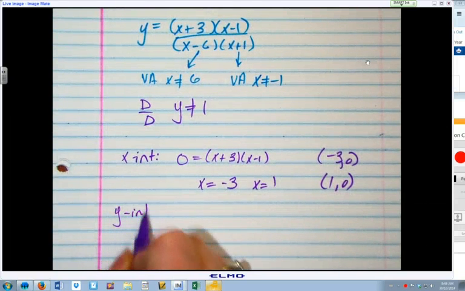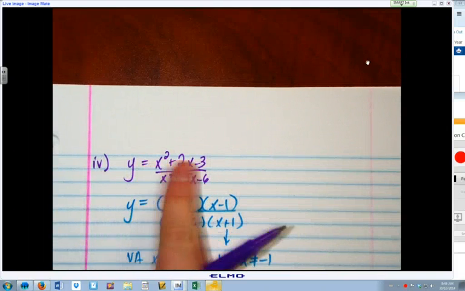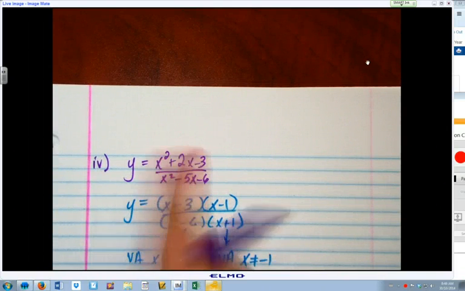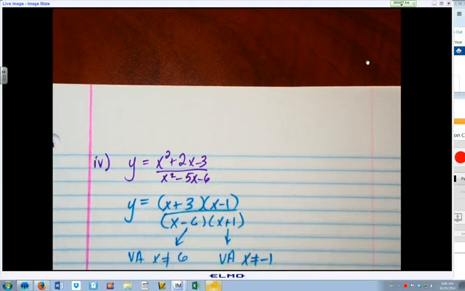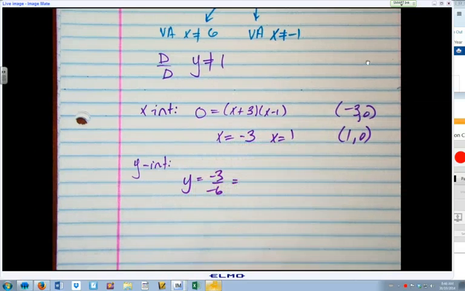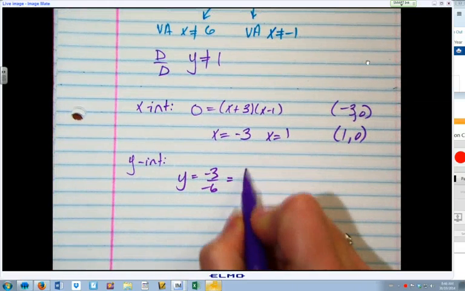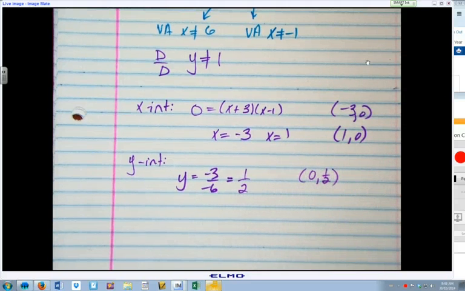Y-intercept. This one's actually the easiest to go back to the original, because what's going to happen with all the x's? They're going to all be 0, so what's going to be left on the top and on the bottom? Bless you. And when we reduce, who had all of that correct? Awesome. Questions? Anything you're not sure of?